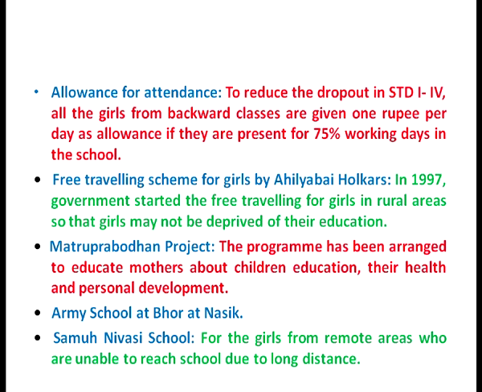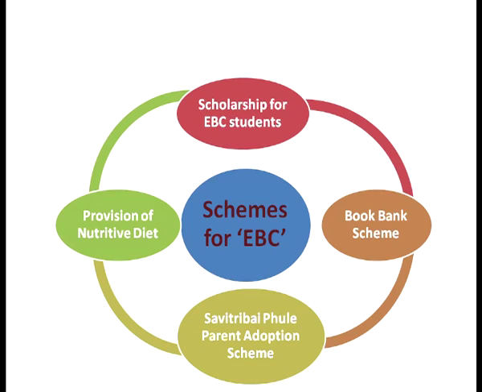Then another scheme for girls is the Samuh Nivasi school. These Samuh Nivasi schools are for the girls from the remote areas who are unable to reach school due to long distances. Due to the long distance between their home and the school, these Samuh Nivasi schools have been established in the state of Maharashtra so that the girl child would not be deprived of elementary education. So, these were the schemes for the girl child in the state of Maharashtra for achieving the target of universal elementary education. Now, the schemes for economically backward children.